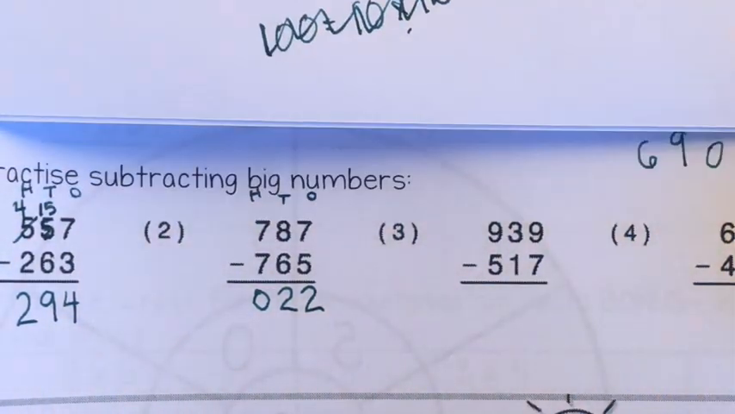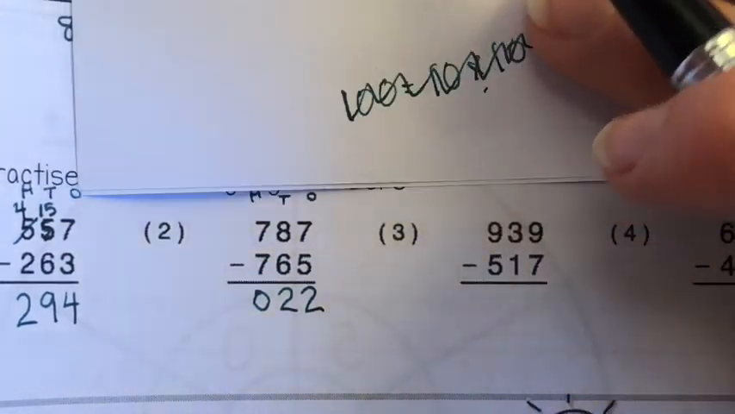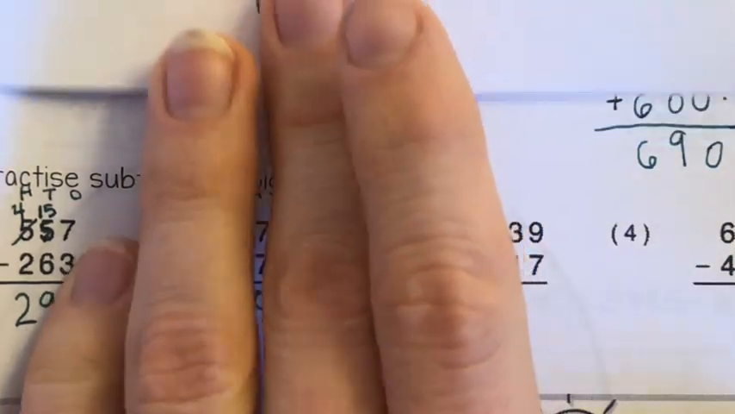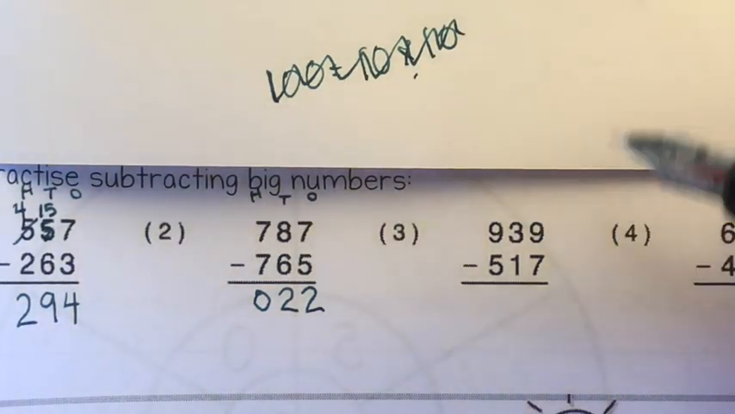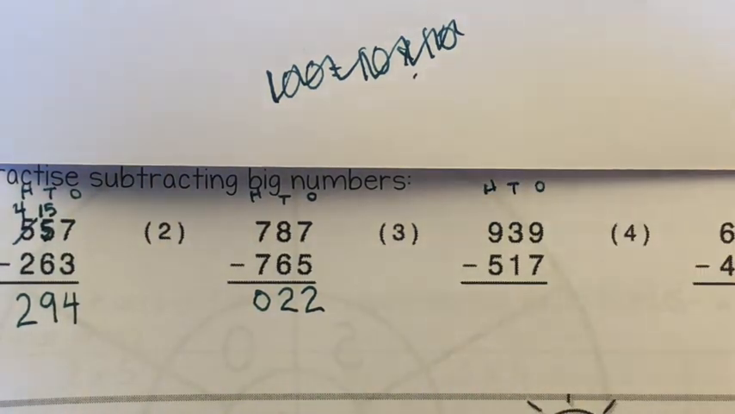So this one I'm looking, I also don't have to regroup on this one. I do have to get my paper to stop moving in front of my work. So I don't have to regroup on this one. So let's just do our ones, our tens, and our hundreds, and we'll be good to go.